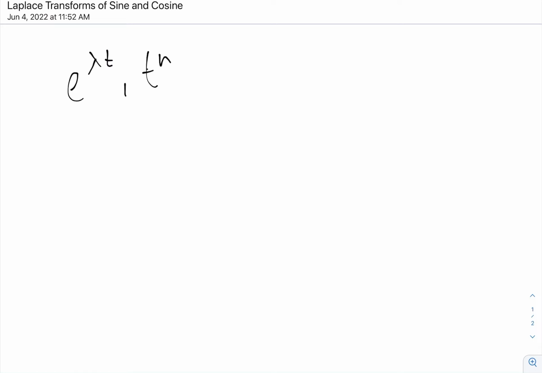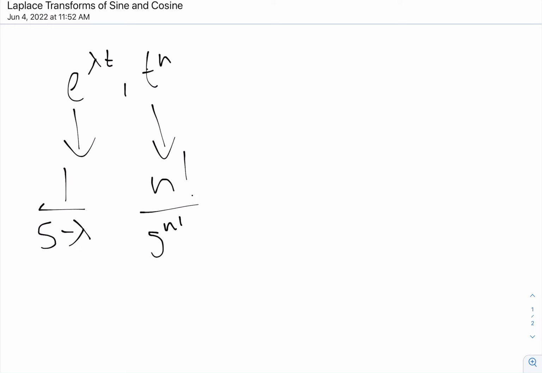We typically do. In this exponential example, we didn't, but we just evaluated the limits, and what we got was that for e to the lambda t, our solution was 1 over s minus lambda, and for t to the n, our solution was n factorial over s to the n plus 1, I believe. Okay, so we derived those.